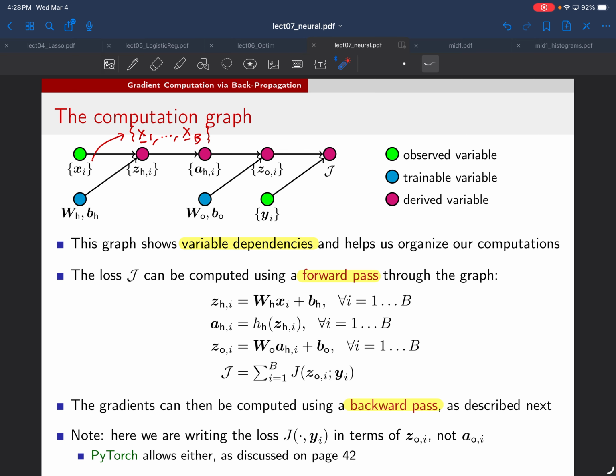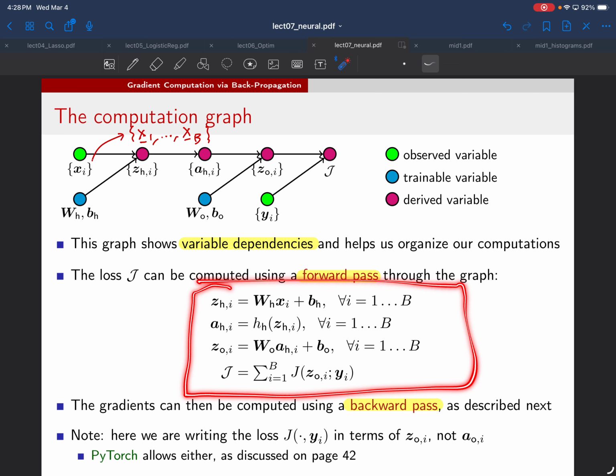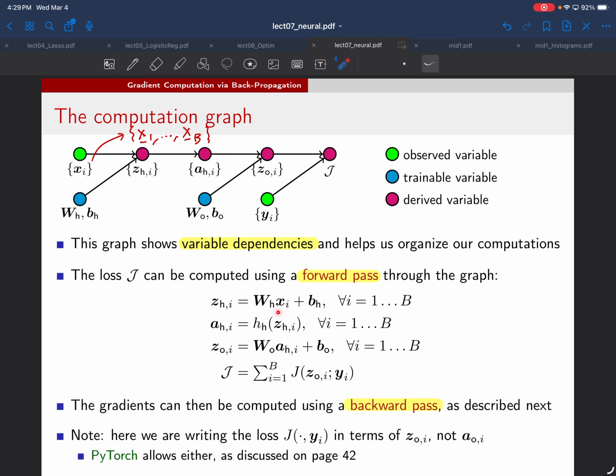Okay, so based on the equations that we've seen before, which are summarized here, given these features, the very first thing that I can compute is I can use the hidden weights and biases and the features to compute the linear output in the hidden layer, these guys, for all samples in the mini batch. Okay, so the data kind of starts here and flows through, and now we compute these. So now these things are known to us.